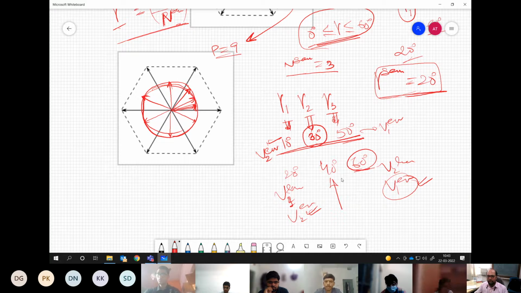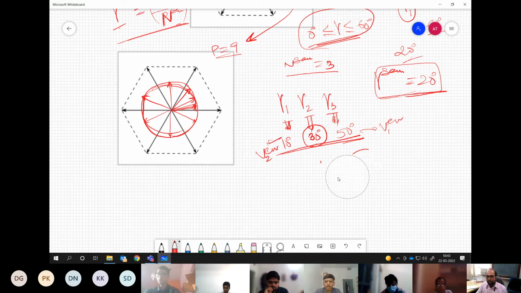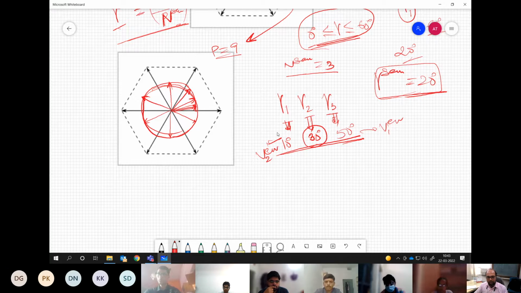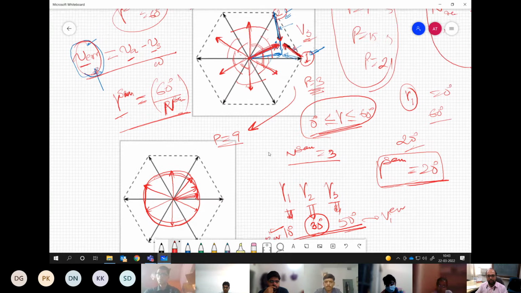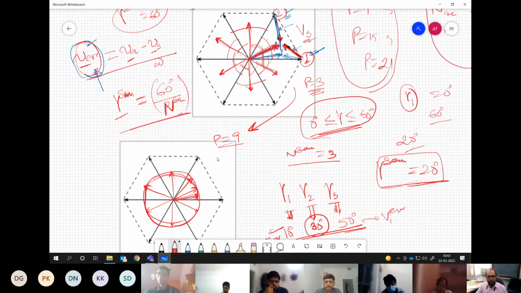So that is why we are extending the analysis we did for P equals 3, the understanding we have got there, to P equals 9. Do you understand this point? Yes, sir. Now understood. Okay.